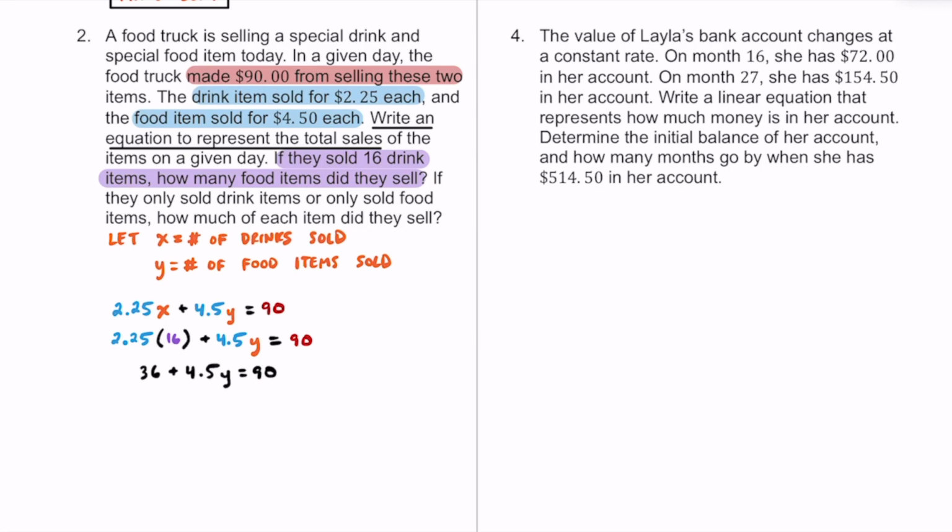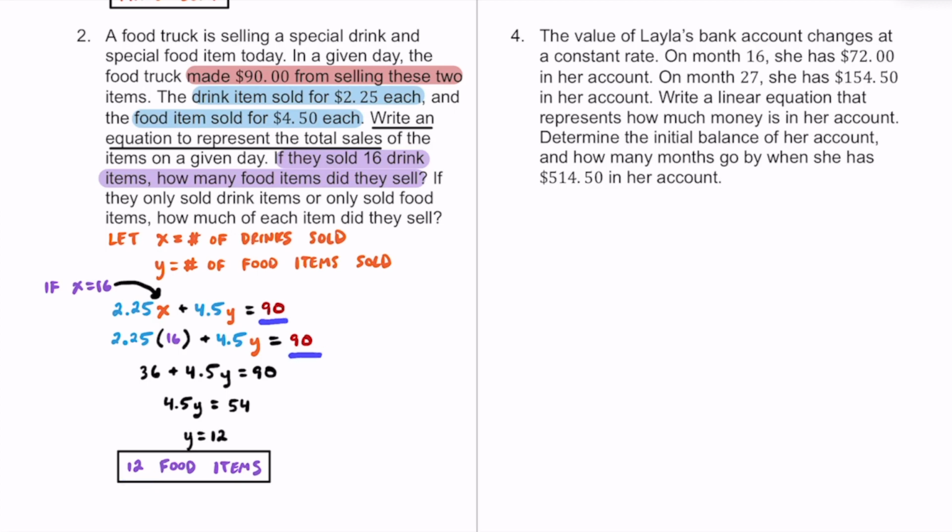Next, if we go ahead and take away 36 from both sides, we're going to get $4.50 per each of these food items. We made $36 from the drinks, so take that away from 90, that's going to be $54 they must have made from just selling the food items. And if you take that 54 and you divide that by 4.5, which is the cost of each of the food items, we're going to get that y is equal to 12. And so if x is equal to 16, or we're selling 16 of these drink items, then we know that we're going to be selling 12 of these food items if we're making a total of $90.